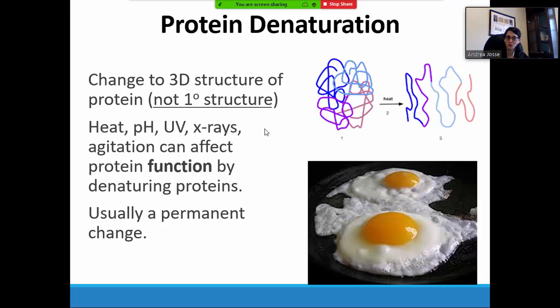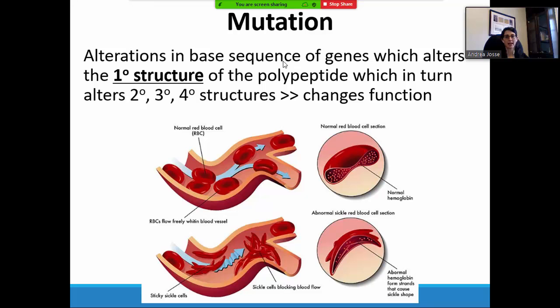So what happens when you do change the primary structure of the protein? Well, this is when we get into this discussion about mutations. So a mutation is different from denaturation because a mutation happens when you alter the base sequence of genes, which alters the primary structure of the polypeptide chain.